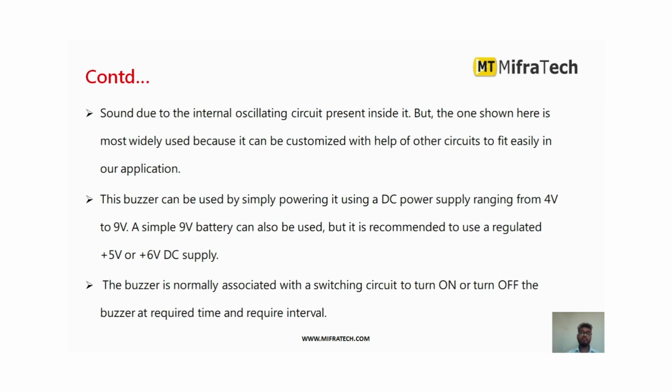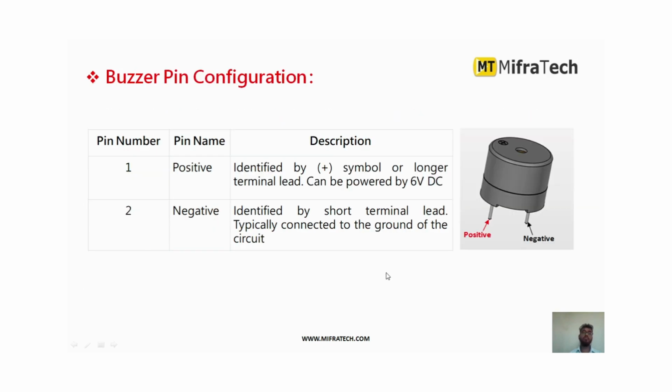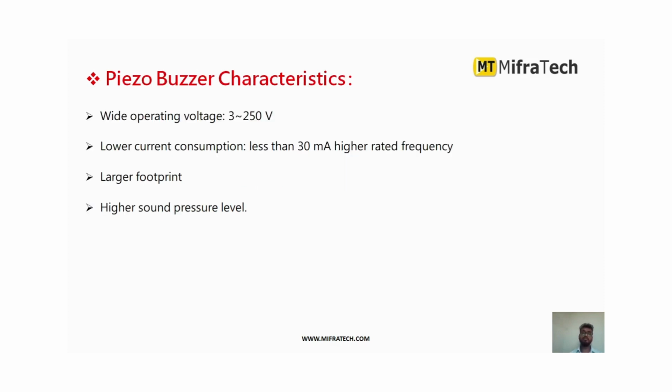We can make a buzzer normally associated with a switching circuit to turn on or turn off the buzzer at the required time or required interval also. So what is the pin configuration of the buzzer? It has mainly 2 pins, as you can see, positive. Usually this positive pin will be very long, and the next one is the negative, which will be shorter. By that you can identify the positive and negative pin to use this buzzer.